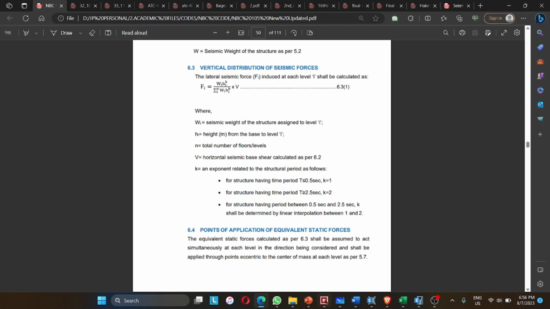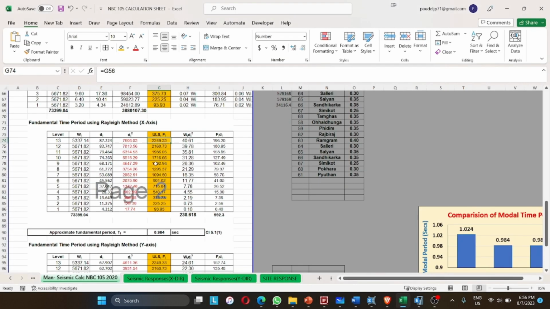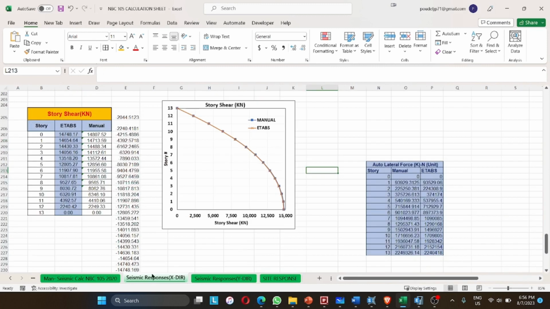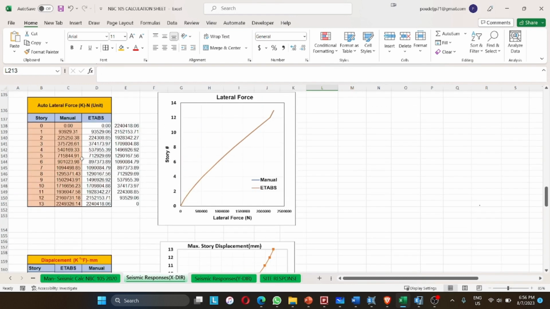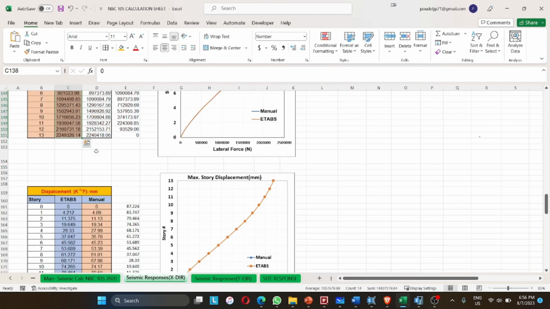So with this formula, the seismic story force has been calculated here. If we see the figure, a plot of the force induced in ETABS and calculated as shown in the Excel sheet, this is the curve, which is more or less linear, and the forces acting on each story level are more or less linear, and exactly overlapping with each other. So with the help of this story force, the story shear can be evaluated.